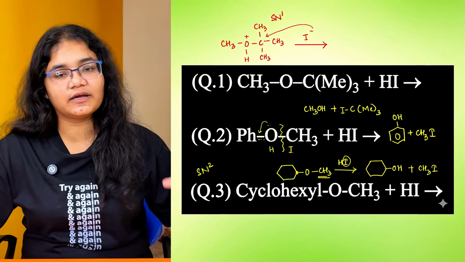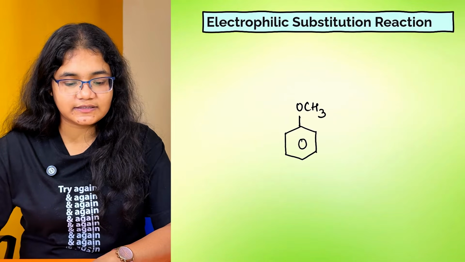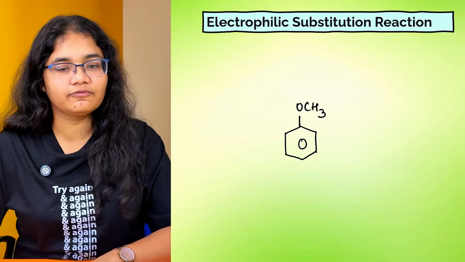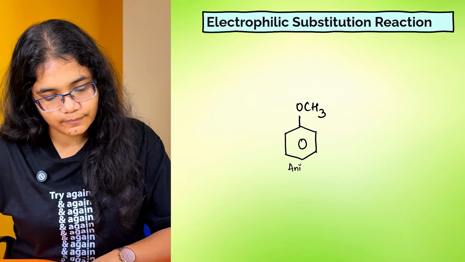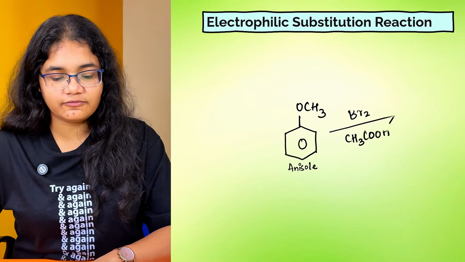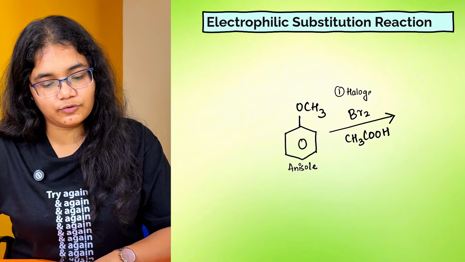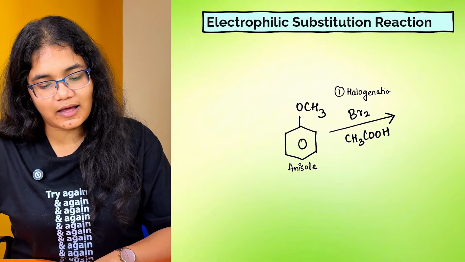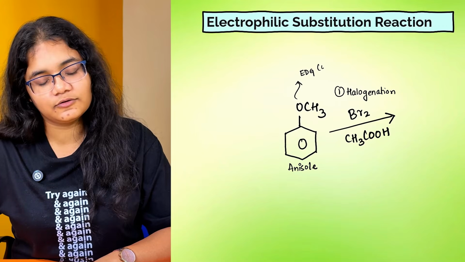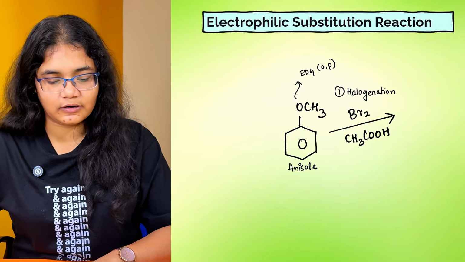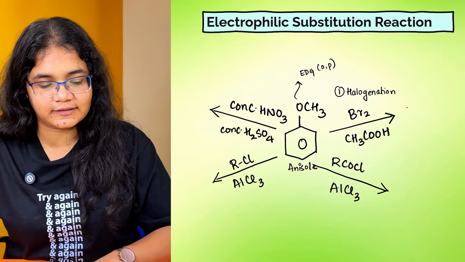Okay, so this is how the cleavage of ethers takes place in the presence of HI. Now next, we will see the electrophilic substitution reactions of ethers. Let me just tell you that this particular compound is called anisole. Now the first one we'll see here is halogenation. If you use bromine with acetic acid, now OCH3 is an electron donating group, right? So it will direct in the ortho-para positions. So you will have the product here like this.